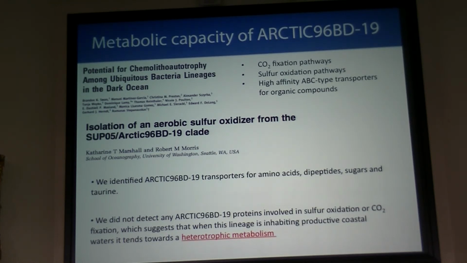And for this group, we identified all sorts of transporters for amino acids, dipeptides, sugars, and taurines. So it looks like this organism is actively importing organic compounds into its cell. And we did not detect any of the proteins for sulfur oxidation or CO2 fixation. Okay? So these genome papers sort of report on the ability for these organisms to do these processes. But it's really important, I think, for these proteomic data sets to sort of come in and try to figure out under what conditions are these pathways actually turned on and off. And of course, that has ramifications when we're thinking about carbon cycling, sulfur cycling, and nitrogen cycling within the environment.